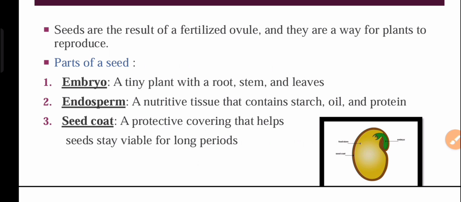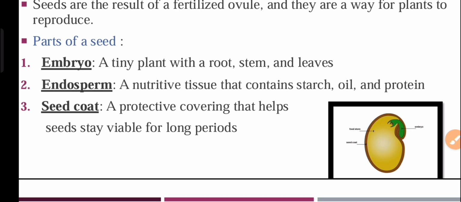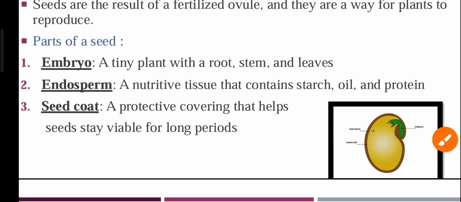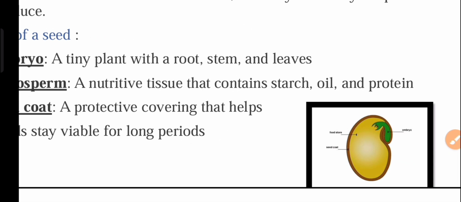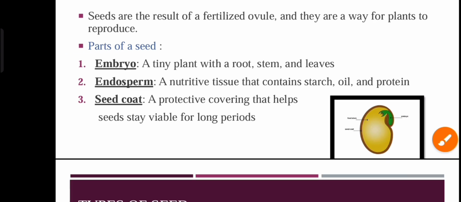The seed is the result of the ovule, and seeds are the way for the plant to reproduce. In a seed we can see three main parts: embryo, endosperm, and seed coat. Embryo means, see, this is the embryo. It's a teeny plant with the root, stem, and the leaf.